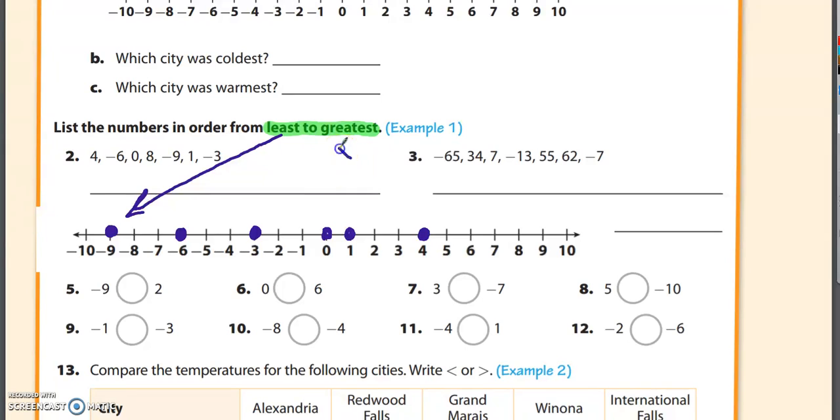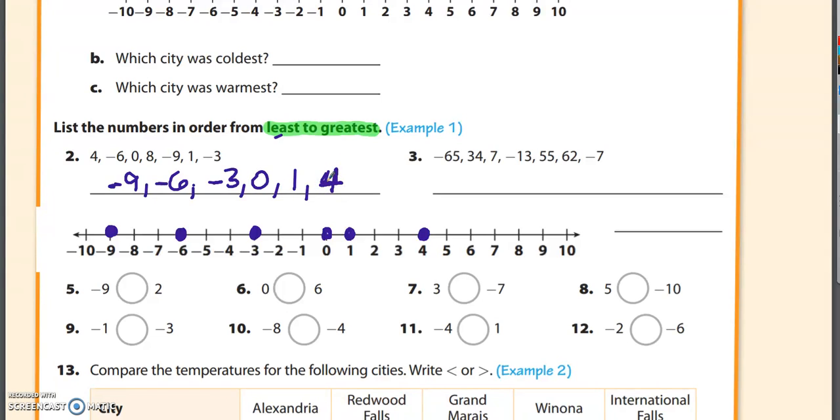The cool thing about this is that the least number is the one farthest to the left, and the greatest number is the one farthest to the right. And all the rest are just in the order when you read the number line from left to right. So check out how easy this can be. I'm going to go ahead and erase these lines. When you have a number line, check out how easy this can be. The least number is -9, then -6, then -3, then 0, then 1, and then 4.